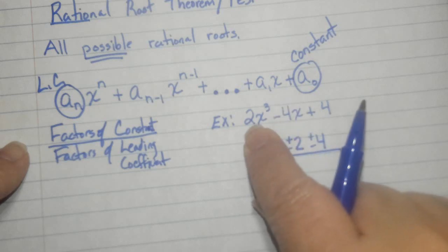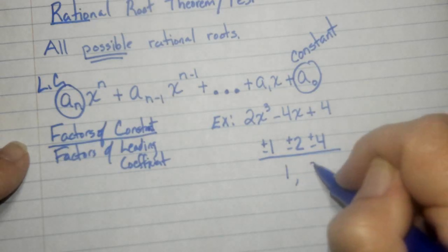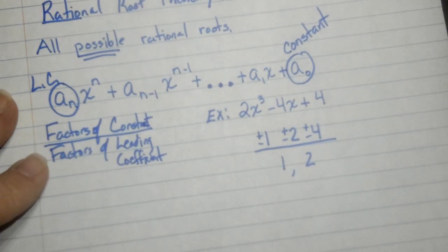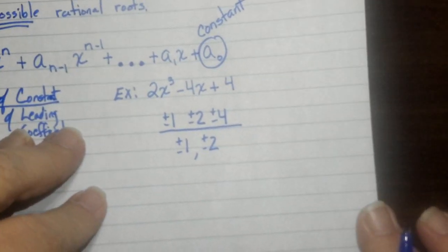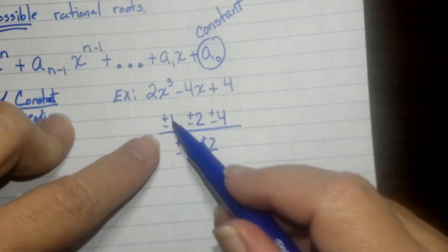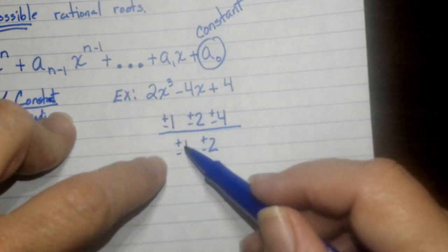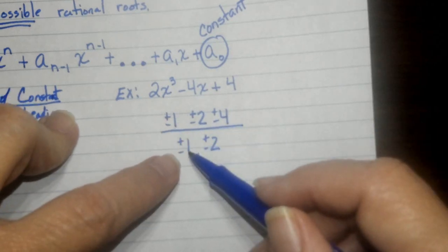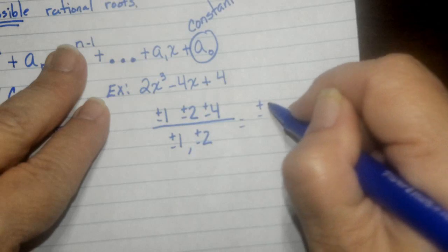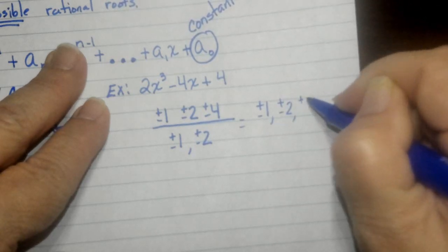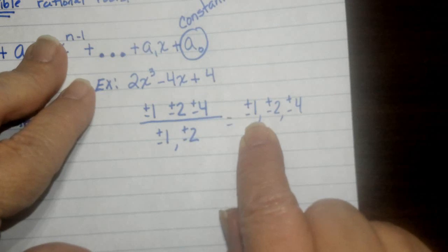All right, so now I look at my leading coefficient. That's a 2. What are all the factors of 2? Just 1 and 2. But those could be positive or negative, right? So now, I just divide each numerator by each denominator. So, 1 divided by 1 is 1, 2 divided by 1 is 2, and 4 divided by 1 is 4, right? And then a positive divided by a negative would be a negative. So I'm going to have positive and negative 1, positive and negative 2, and positive and negative 4. Right? Each one of these divided by 1 is going to give me both the positive and the negative option.